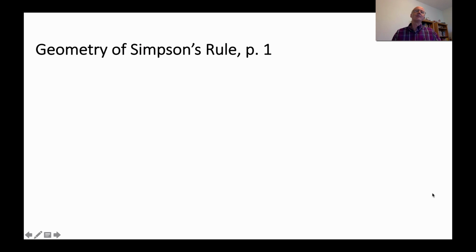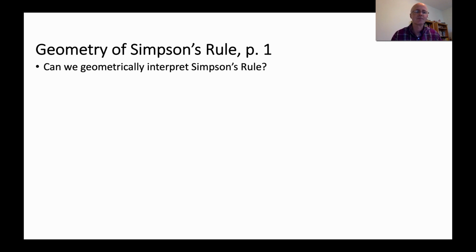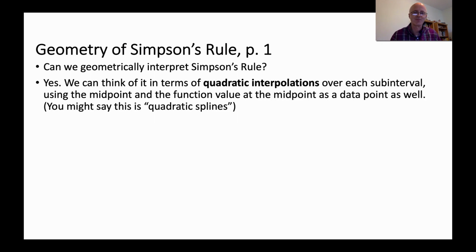All right, what's the geometry of Simpson's rule? We've talked about the geometry of the left and right-hand rules, trap and mid rules. Is there some geometry to Simpson's rule? Can we geometrically interpret it? The answer is yes, but it's harder. The way to do it is in terms of quadratic interpolations, and also splicing together quadratics to make what you could call quadratic splines.